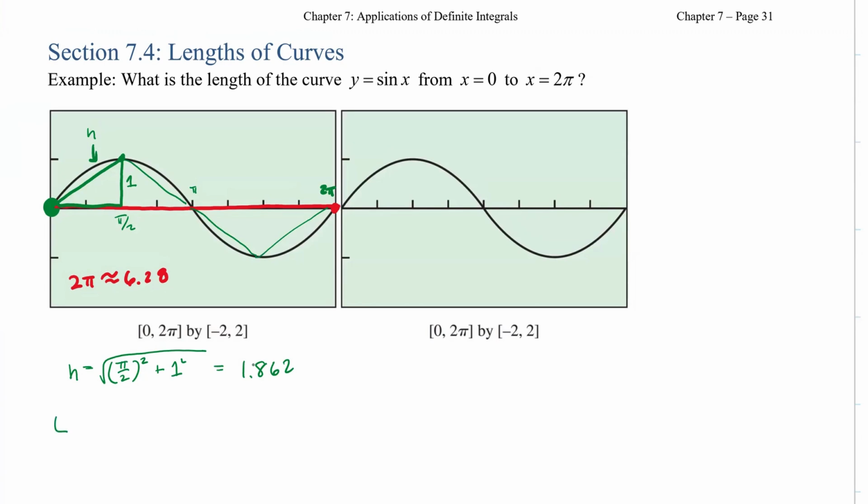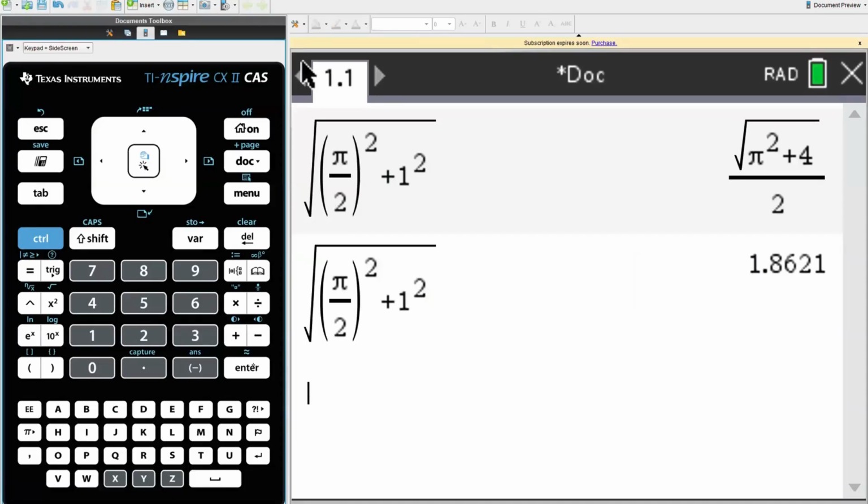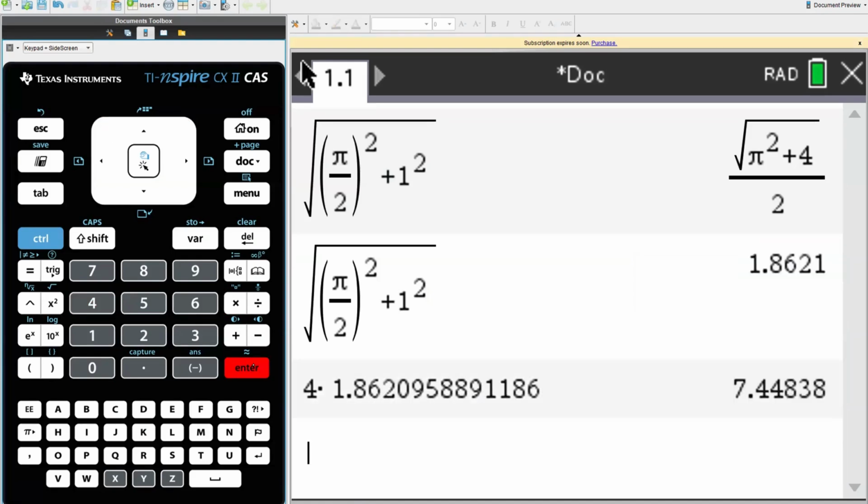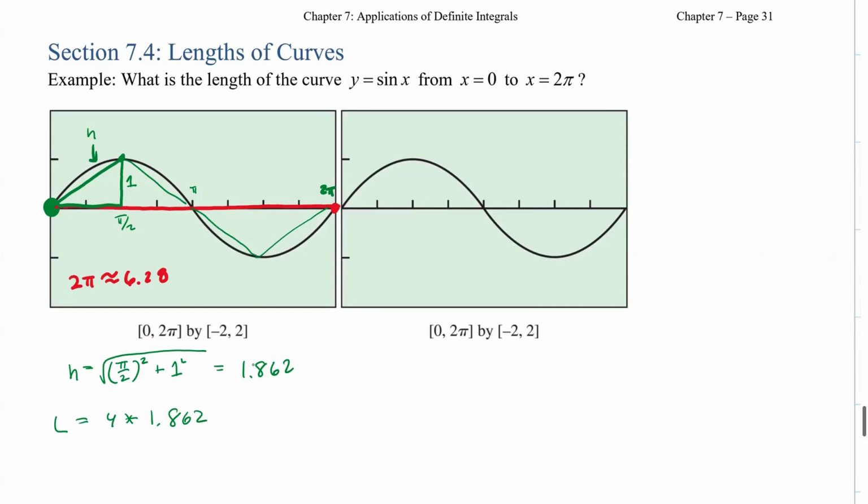So let's say that the arc length would actually be 4 times this approximate value. So we're coming up with about 7.448. It's longer than the 6.28 that we started with. And I could say that indeed, we'd say that that is reasonably more accurate.